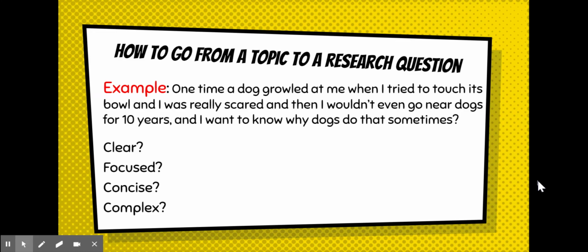Next one. One time a dog growled at me when I tried to touch its bowl and I was really scared and then I wouldn't even go near dogs for 10 years. And I want to know why dogs do that sometimes. Okay. Is it clear? I guess you're wondering why dogs sometimes try to growl at you or snap at you when you touch their bowl. It's not totally clear. I need a little more explanation. Is it focused? I can't quite tell yet. Is it concise? Is it the fewest words possible? No. You need to slow down and take some of those words out and get closer to it.